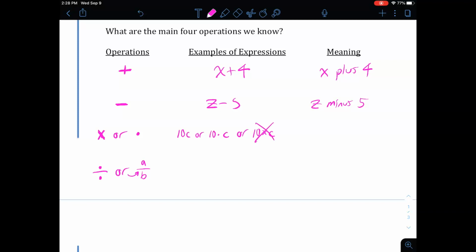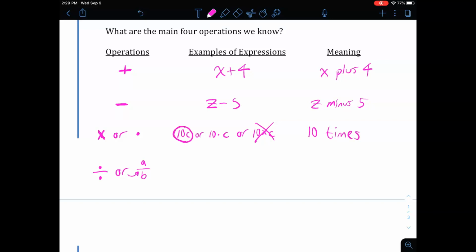And do you guys know why? Why do we want to get away from the x-looking thing for multiplication? Well, we use x a lot in algebra. So when we use x as for multiplication, it's like xx. It gets kind of confusing. You know what I mean? So this literally means 10 times c.